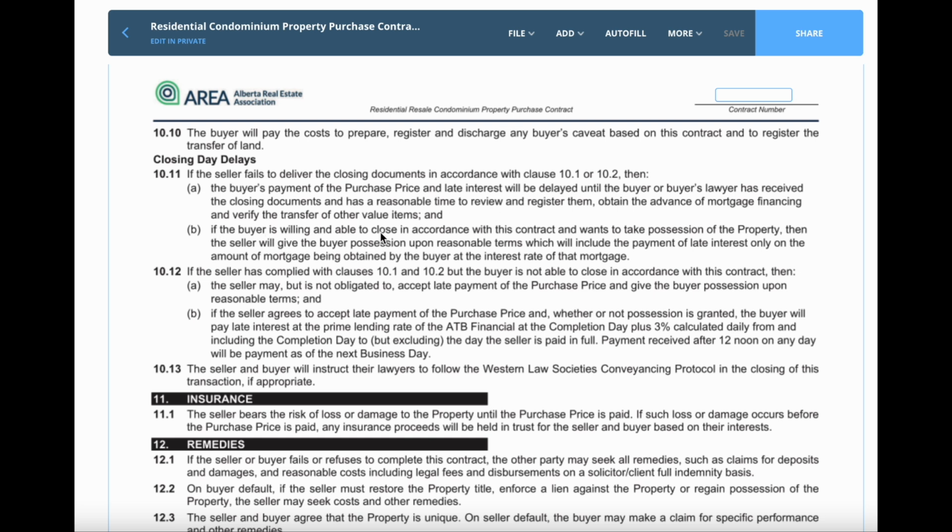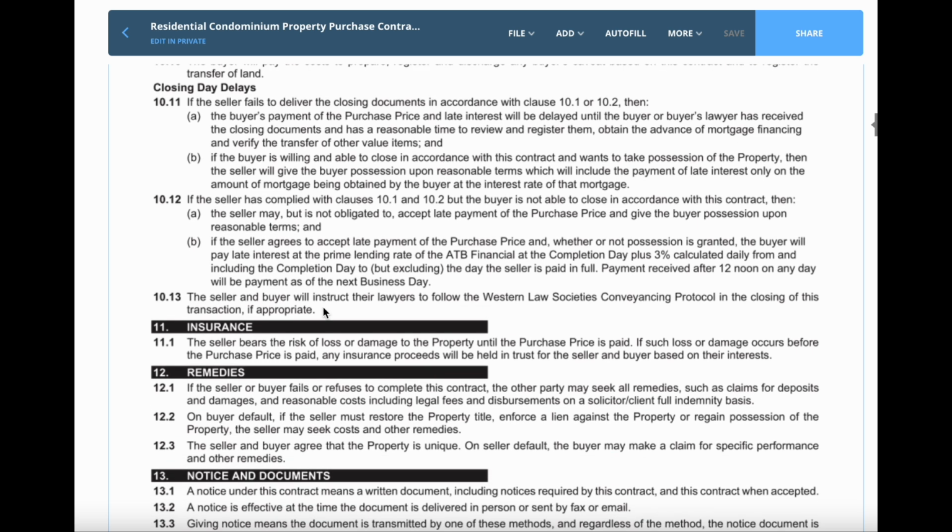And if the buyer is willing and able to close this contract and wants to take possession of the property, then the seller will give the buyer possession upon reasonable terms, which will include the payment of the late interest only on the amount of mortgage being obtained. Okay. Again, the late payments can be dealt with. The closing dates are more on the lawyer's side, but it is important to have it in this contract here. We've got the 3% late interest.